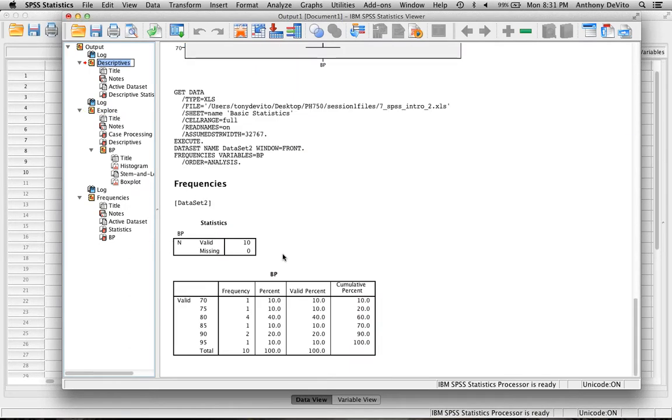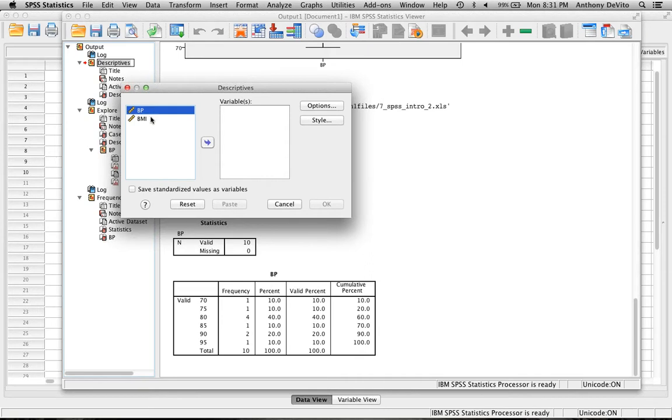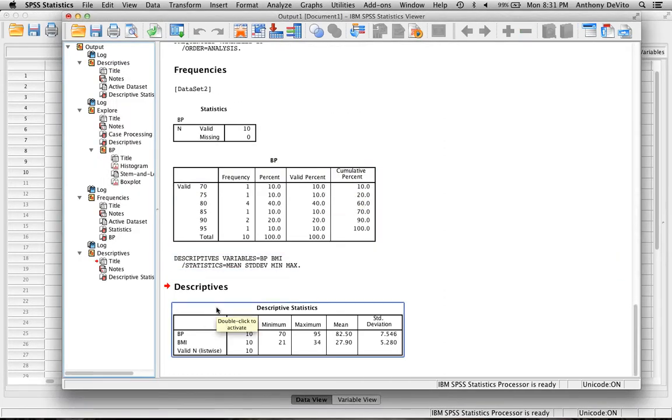So I'm going to go down to the bottom here. That's the most recent one we've done. I'm going to click Analyze, Descriptive Statistics. I'll go into Descriptives. And I'm going to put both of them in here now. I'm going to say, let's do the same calculations on both. Let's calculate descriptive statistics for both. I'll click OK. And there it does.